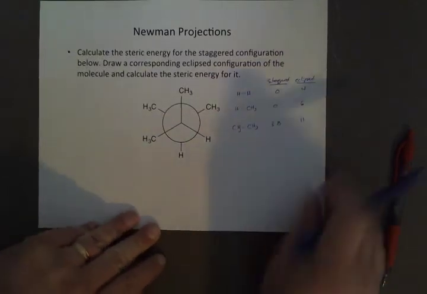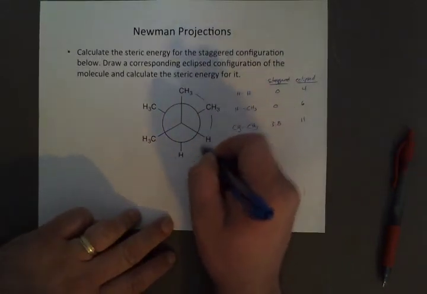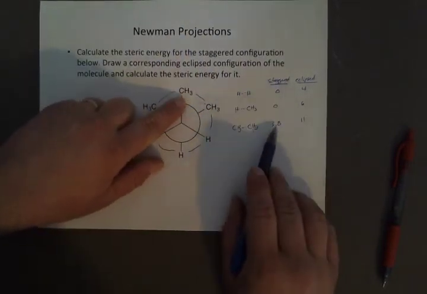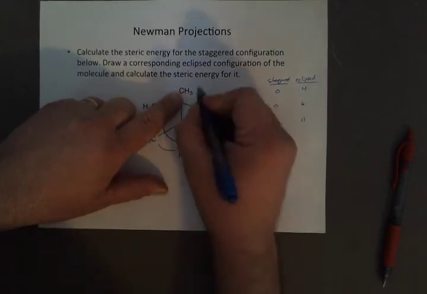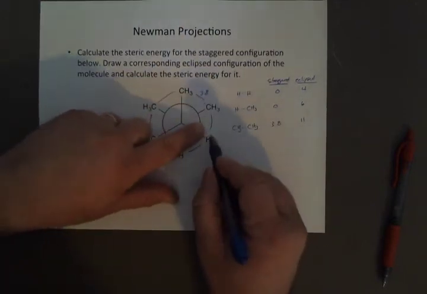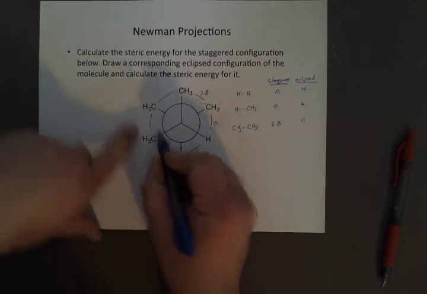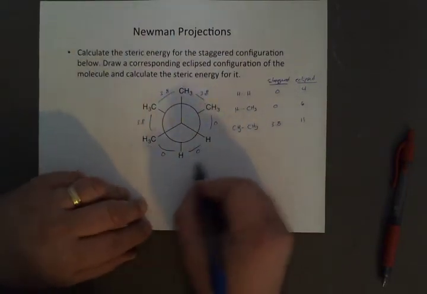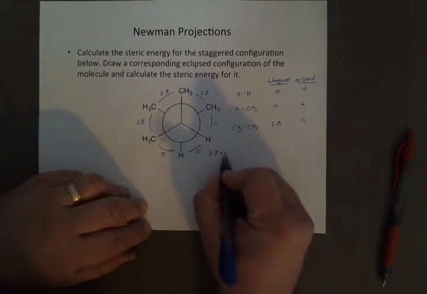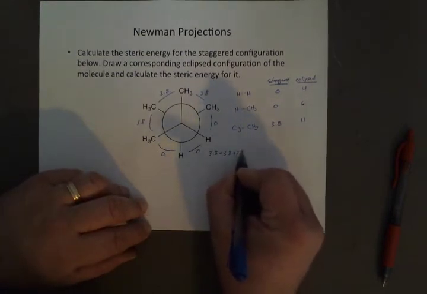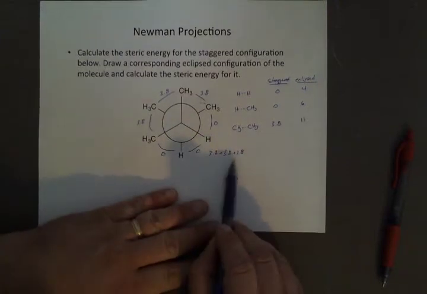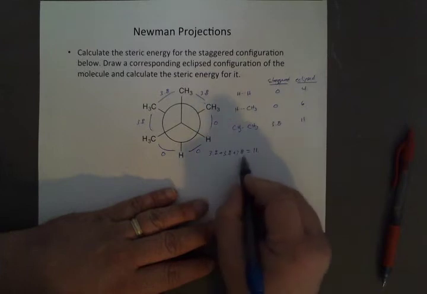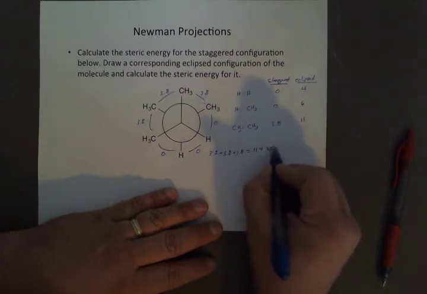So what you do is you go around and look at these interactions. In the staggered form, methyl with methyl is 3.8. This one's worth 0, this one's worth 0, 0, 3.8, 3.8. Just add them up. So it'd be 11.4 kilojoules per mole.